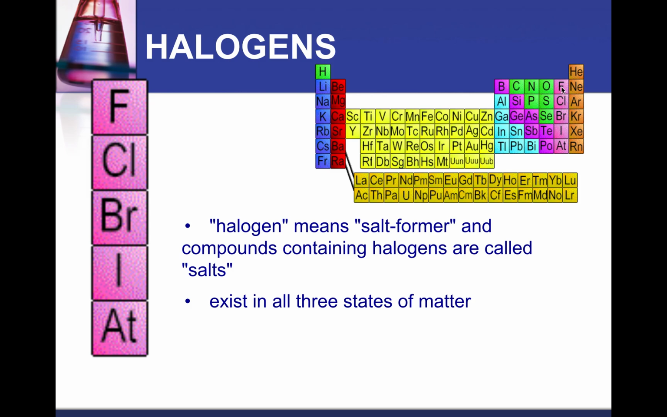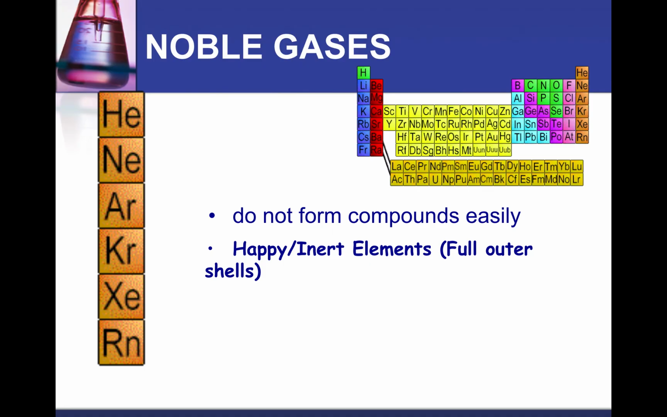All right, our next to last group here, group 17, this pink group, are called halogens. Halogen is a special name that means salt former, because compounds that have one of these halogens in them are called salts. And what's unique about these is they can exist in all 3 states of matter, a solid, liquid, or a gas. They have 7 valence electrons, so they're very reactive, and you don't find them in nature alone. They're stuck with something. And finally, but not least, the orange group here, the noble gases.